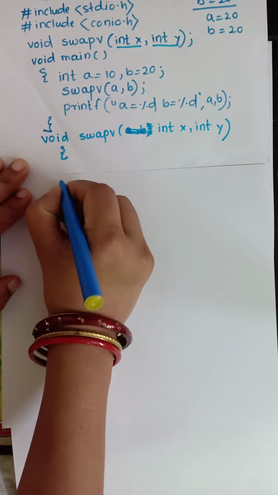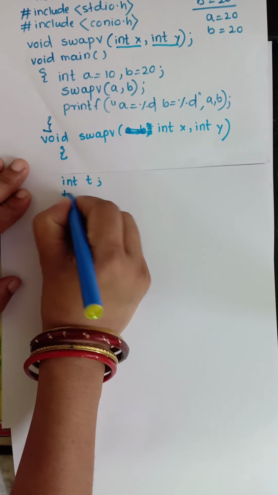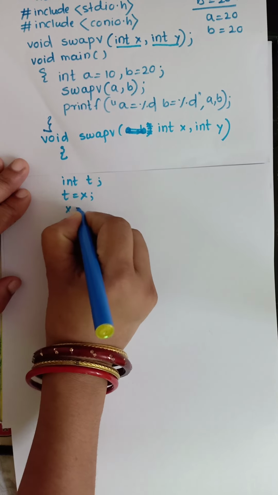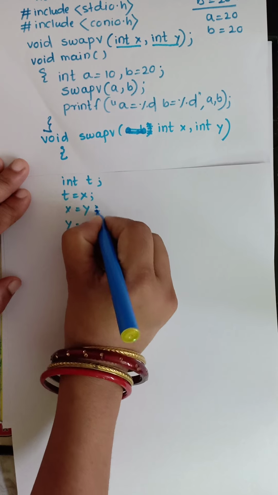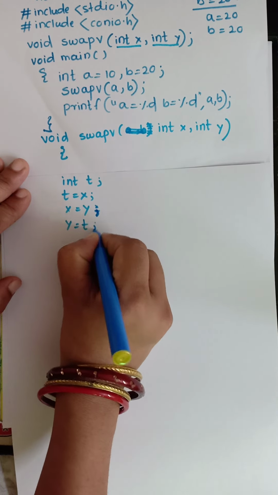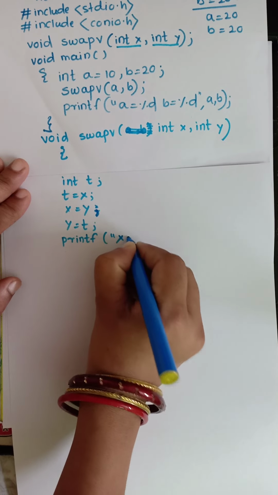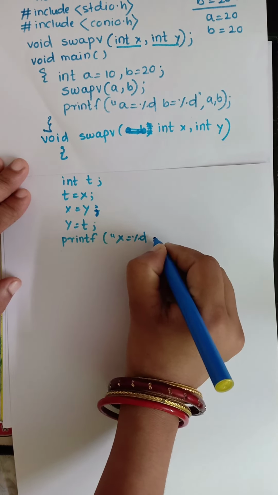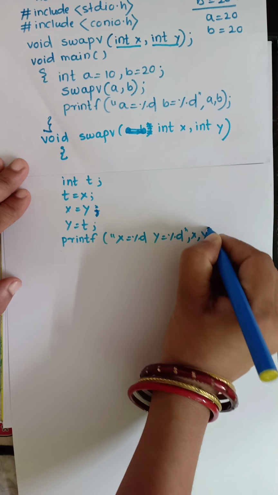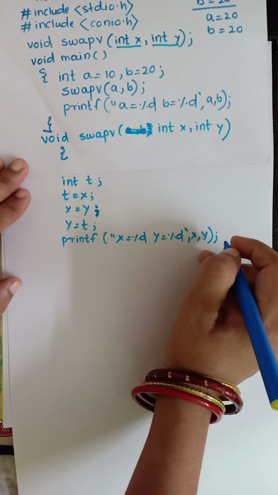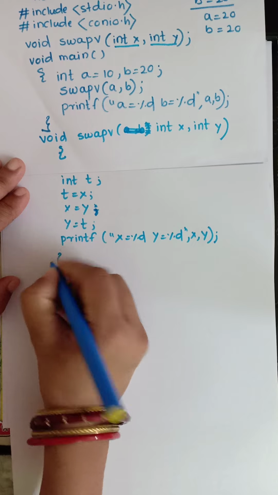So first, what is the swapping process? Here I use another variable, int t, then t equals x; x equals y; y equals t; semicolon. Next I write printf, x equals %d, y equals %d, x and y. So this is my function part.